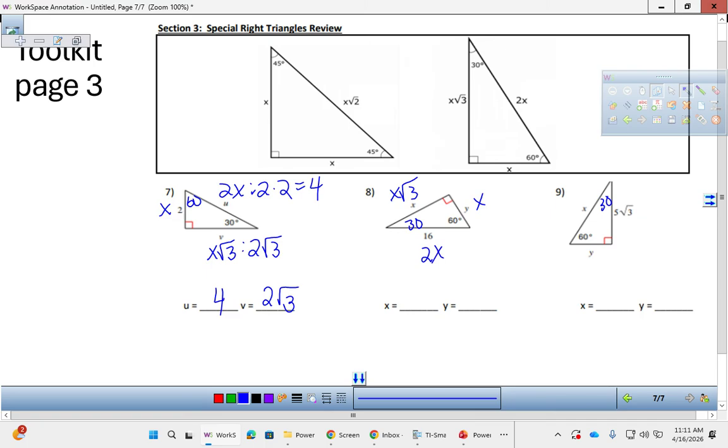So here's what I know. 16 is in the 2x spot. So if 16 is in the 2x spot, what's x? 2 times what is 16? 8, right? We can solve this by dividing by 2. So this tells me that x is 8. So the y side length is 8. And if x is 8, then x root 3 is 8 root 3. So this side length is 8 root 3.